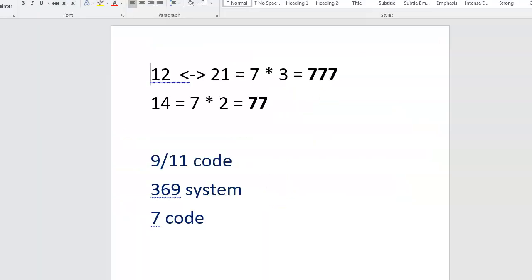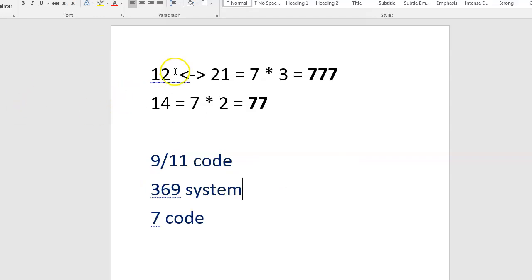So what I got from Dave J, just look up his videos, is the 7 code. The 7 code is a means of understanding the system we live in, which is a light system, of course. The 7 code is basically the 7s that you see in news stories and in events and in other places. Besides the 7 code, you have the 9/11 code. Think 9/11 from 2001. And you also have the 369 system. Those are just 3 ideas I remember from watching and studying Dave J's work.